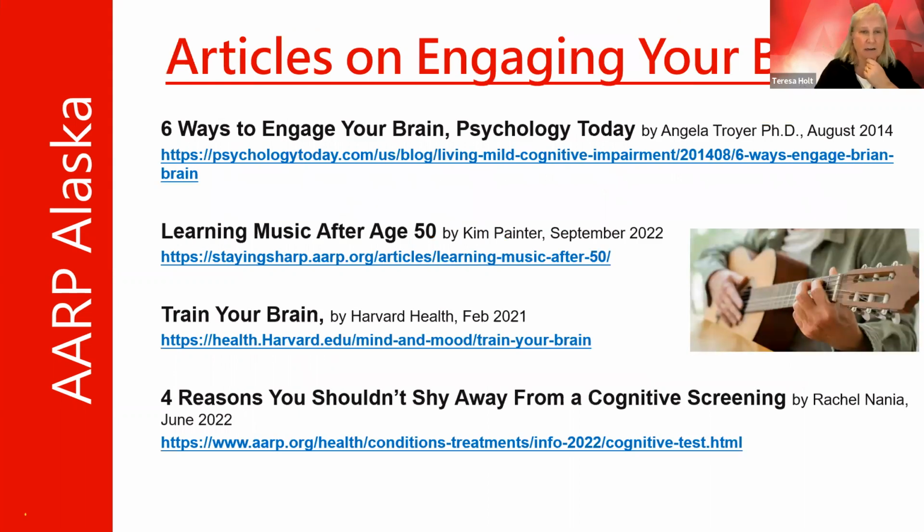So here are some articles. These are just some samples. Some are articles from AARP and some are others that I found. Six Ways to Engage Your Brain from Psychology Today. Learning Music After Age 50. That's an AARP one, you can see because it says Staying Sharp. Train Your Brain from Harvard Health. Four Reasons Why You Shouldn't Shy Away from Cognitive Screening. So, you know, take some time. Just a reminder that those links to those articles will come in the follow-up email after this session, along with the recording.